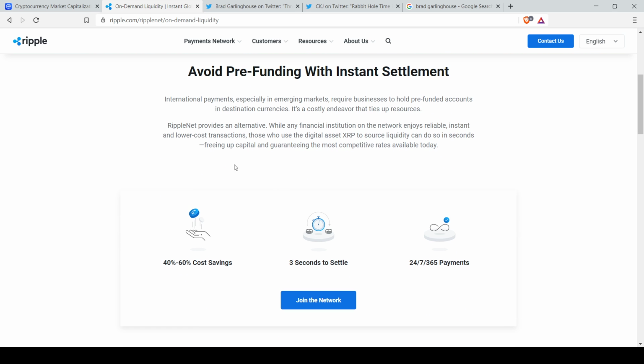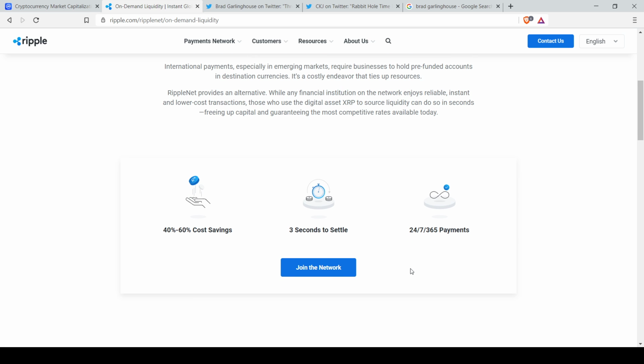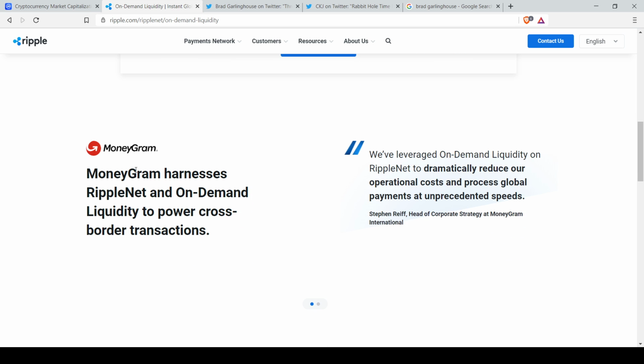Like it says here, it frees up capital and guarantees the most competitive rates available today. Again, XRP is virtually free. It's a fraction of a fraction of a fraction of a percent. So it says 40 to 60 percent cost savings, 3 seconds to settle, 24/7, 365.